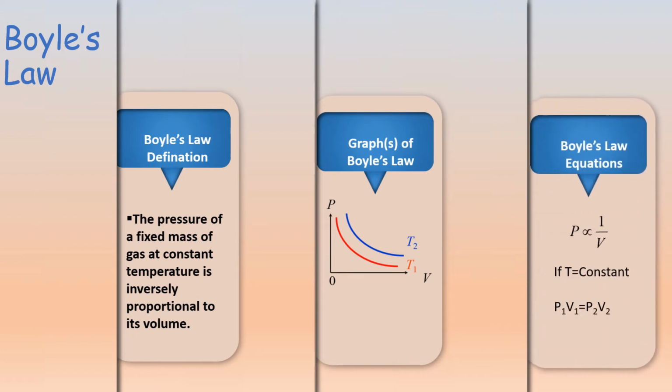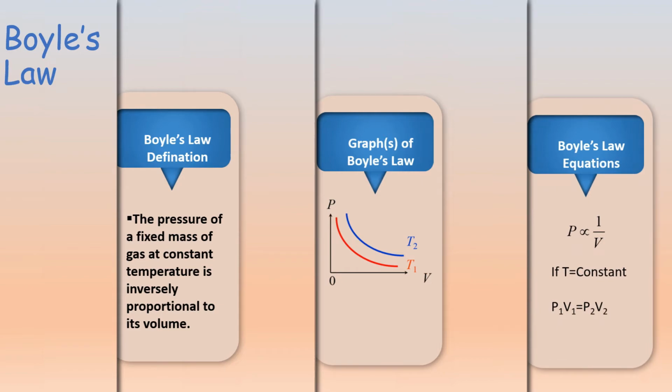And then from the graph, we can deduce an equation where pressure will be inversely proportional to volume. And when T is kept constant, then we will end up with an equation which will be equivalent to P1 multiplied with V1, which will be equivalent to P2 times V2.